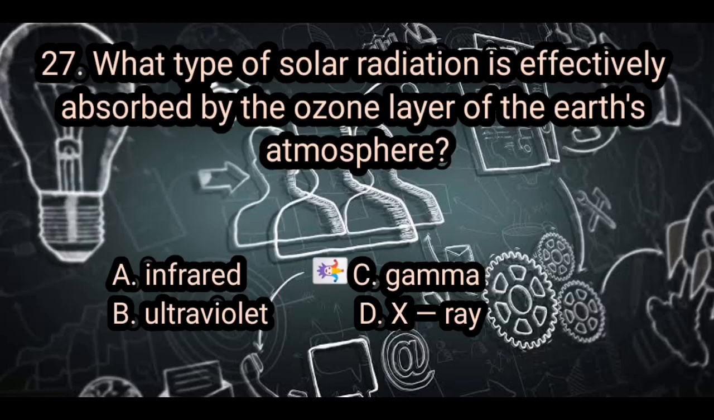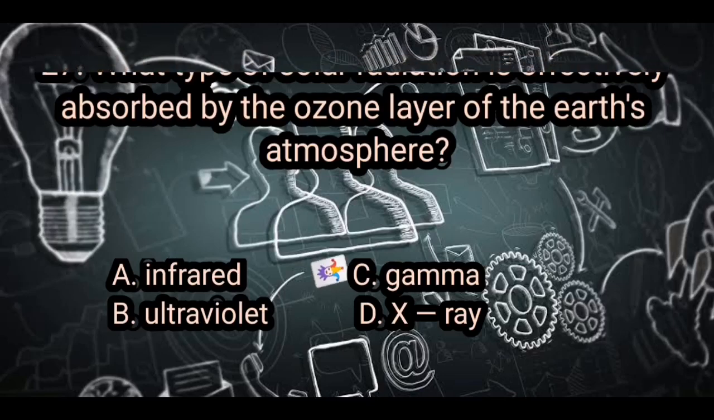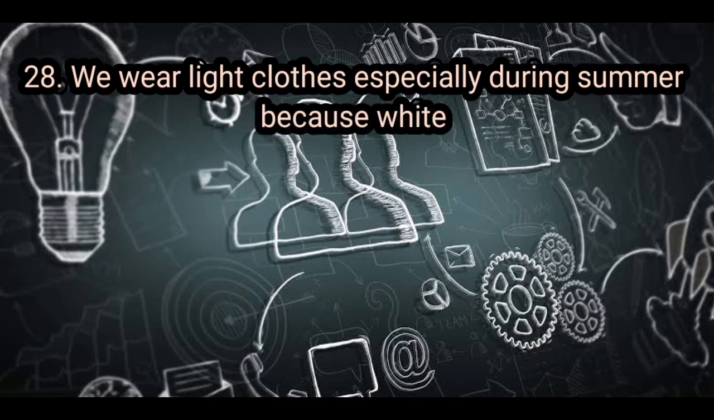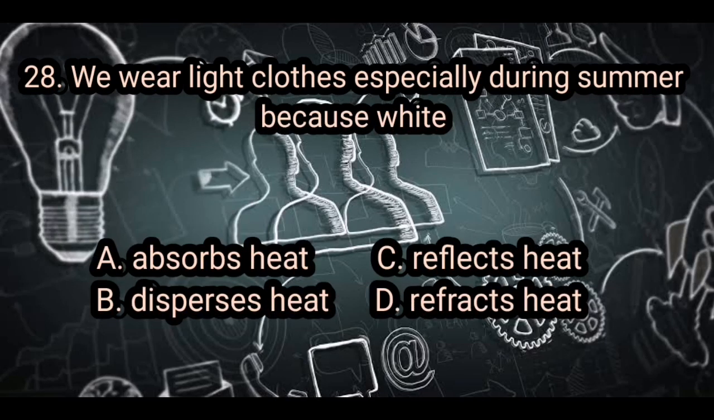Correct answer, letter C. 28. We wear light clothes, especially during summer, because white: A. Absorbs heat. B. Disperses heat. C. Reflects heat. D. Refracts heat.